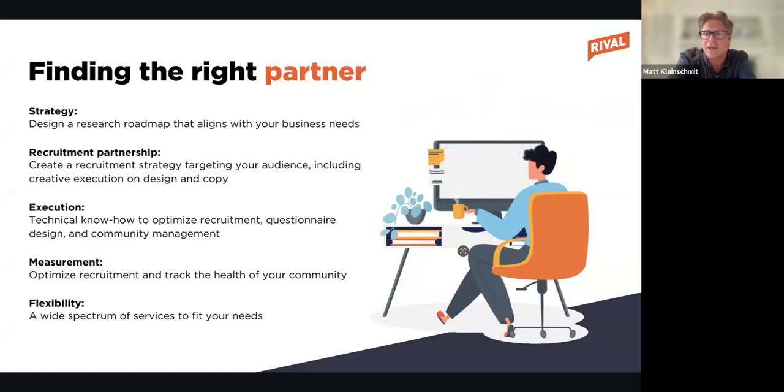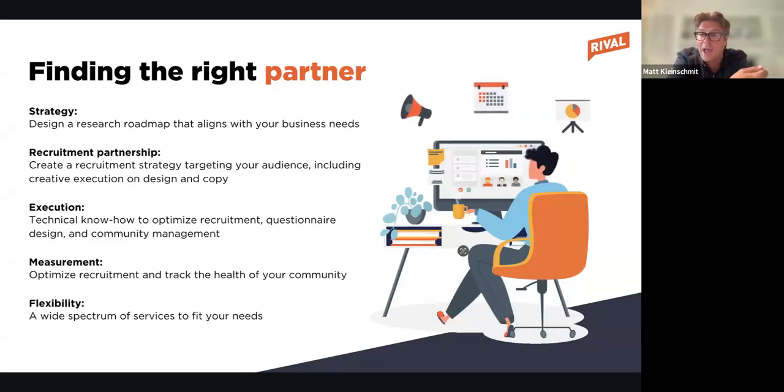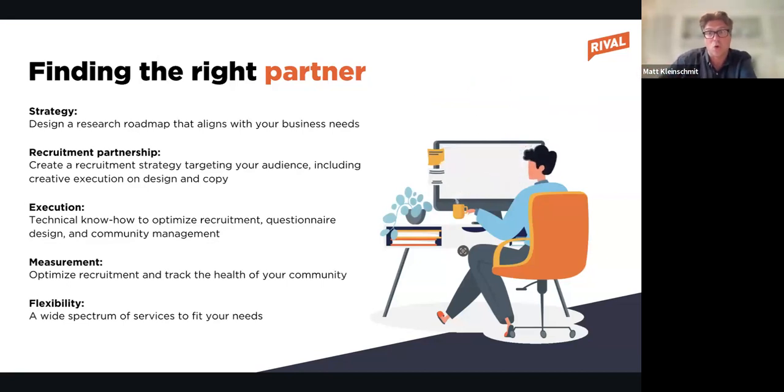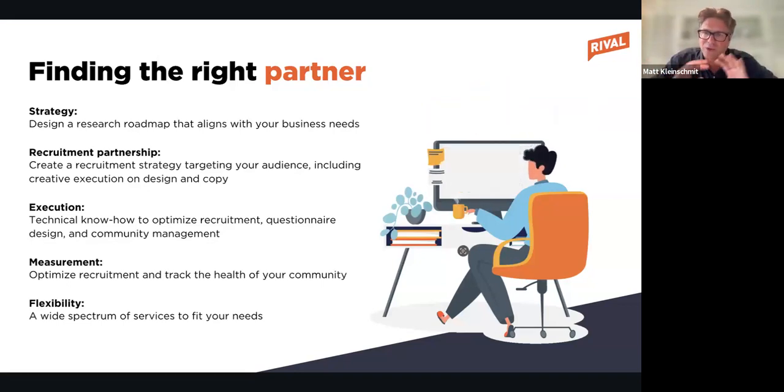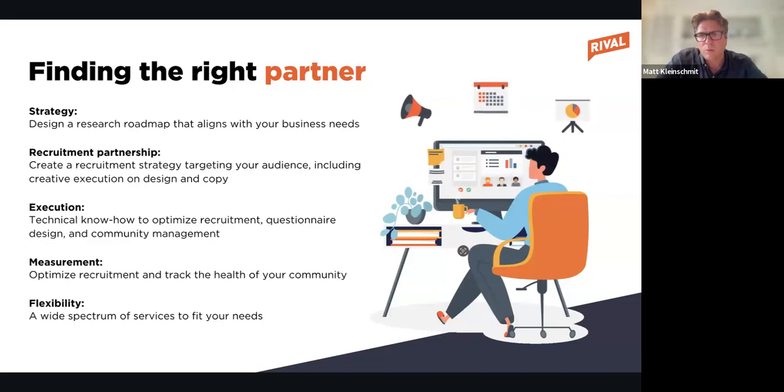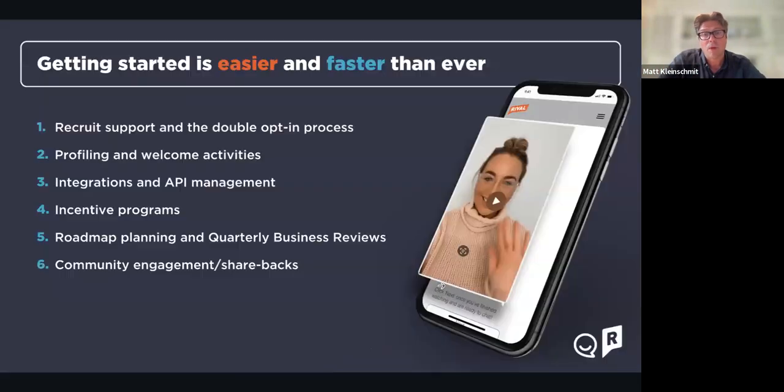Measurement, being able to understand how you're going to gauge the ROI and actually measure effectiveness. That's really important, particularly when you think about coming up at the end of a year and looking at extending and keeping this really valuable resource going on an ongoing basis. And then finally, flexibility, just having a wide variety of service levels to meet your needs. At Rival Group, we offer our clients the ability to do things themselves if they want, get some help from us if they want, or have us do it all for them if they want. So a really wide spectrum of services is really important as well.